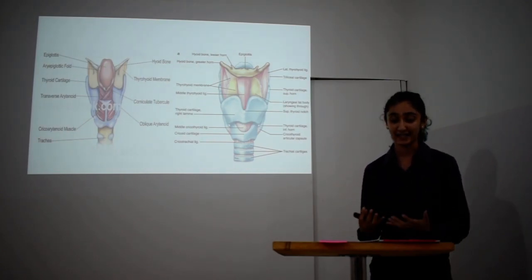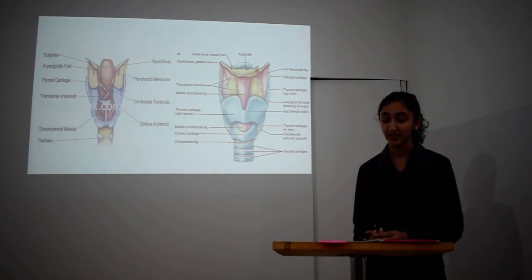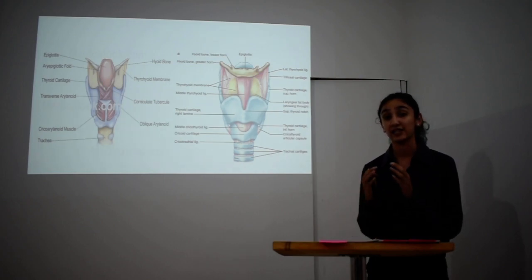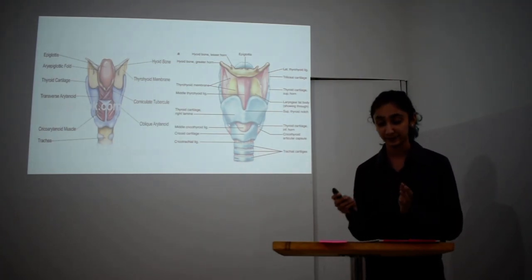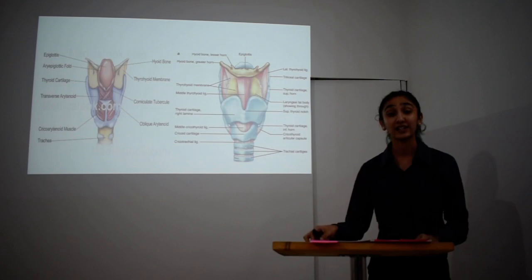Thyroarytenoid with exhalation loosens the cords and lowers the pitch. Lateral cricoarytenoid with exhalation narrows the aperture, so we whisper. Cricothyroid with exhalation stretches the cords to increase the pitch.